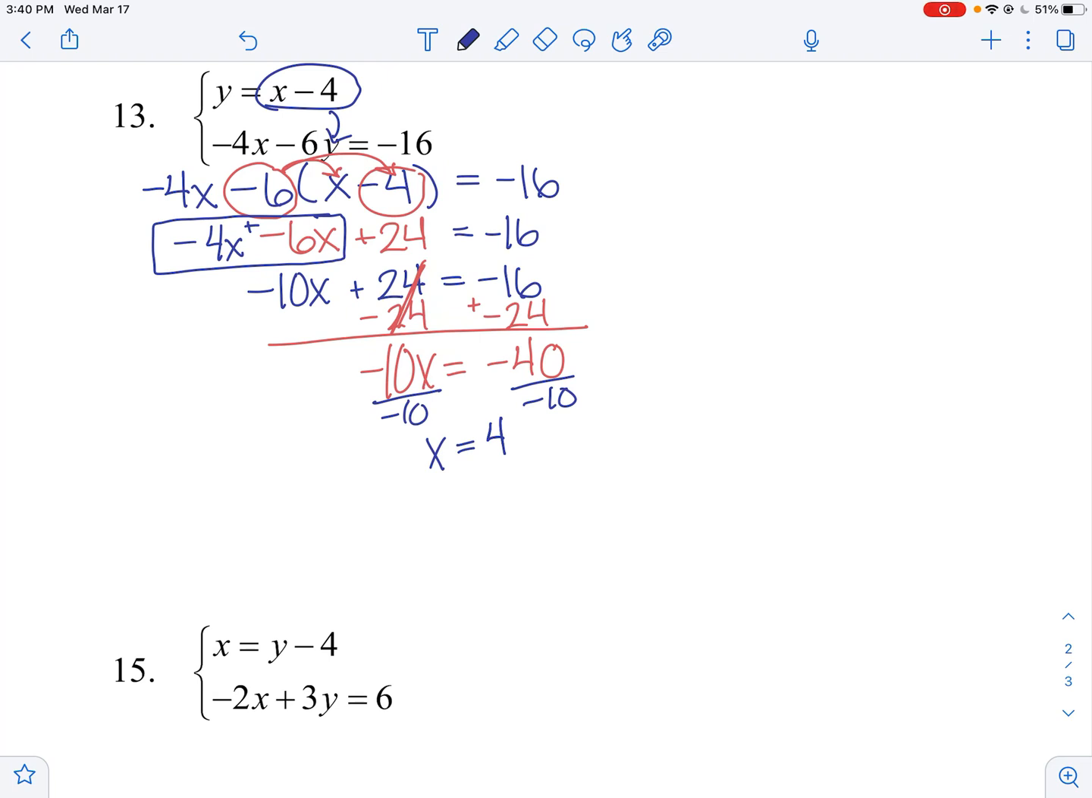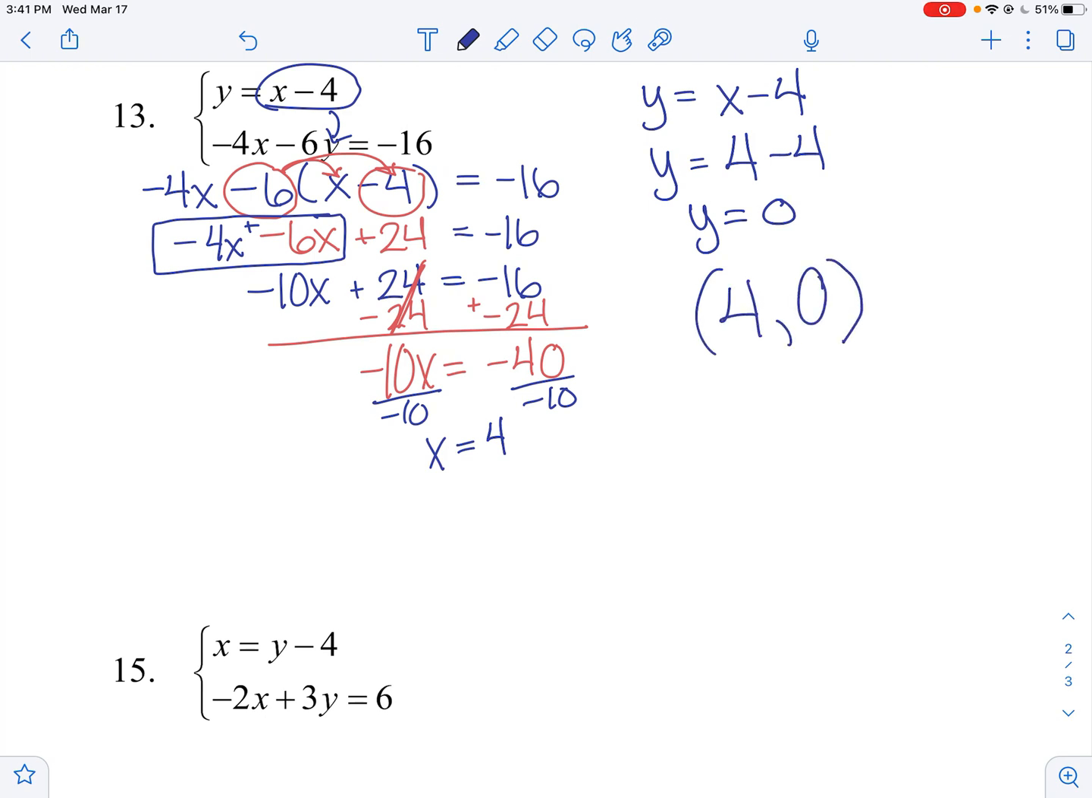Now, I'm going to use the y equals equation to figure out what y is. Y equals x minus 4. So y equals 4 minus 4, which is just 0. So my point would be 4, 0.